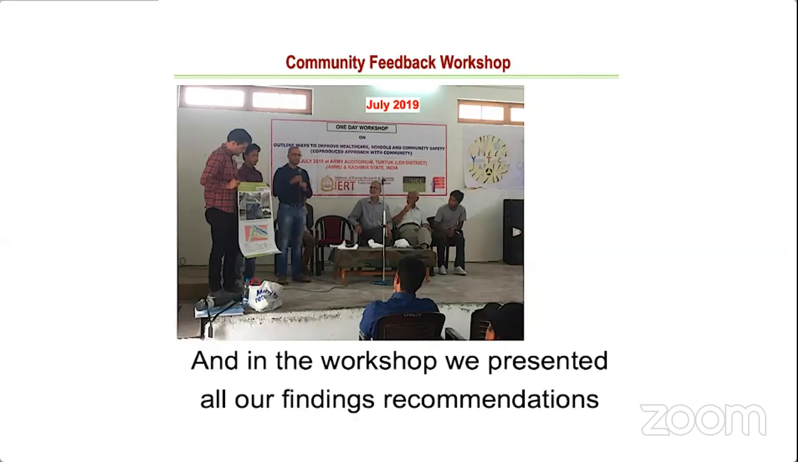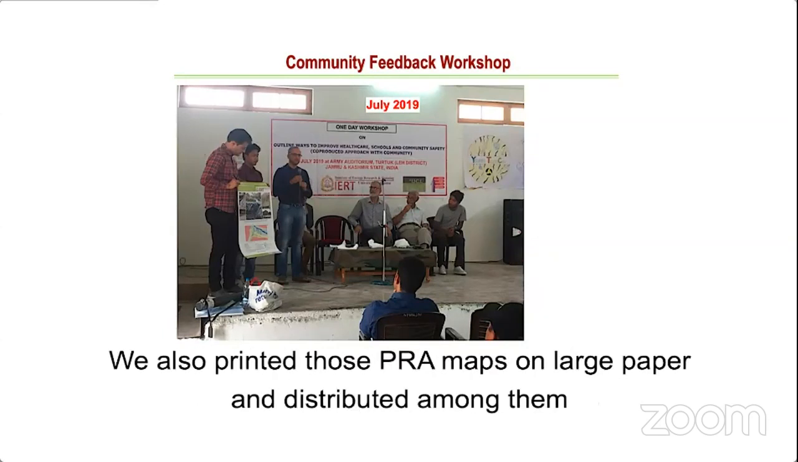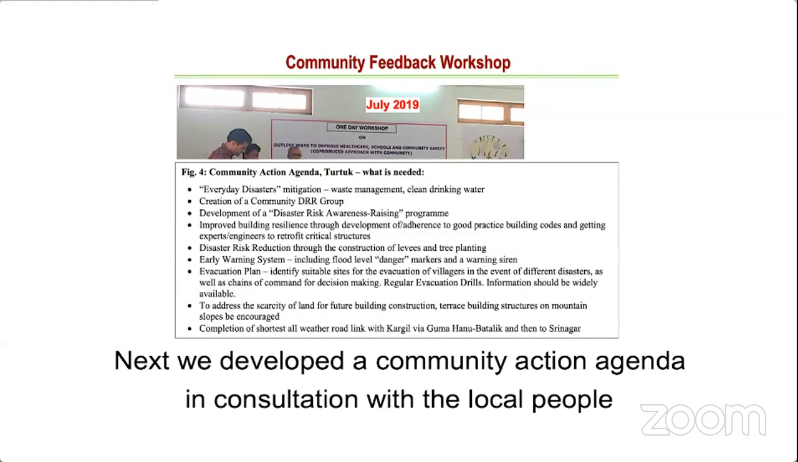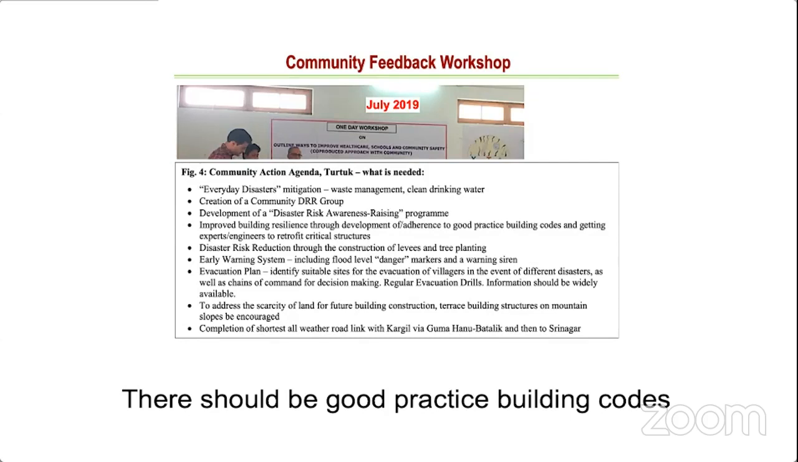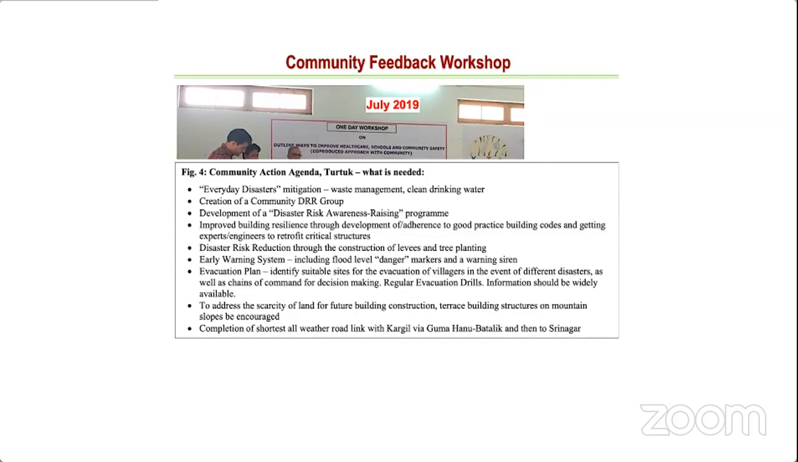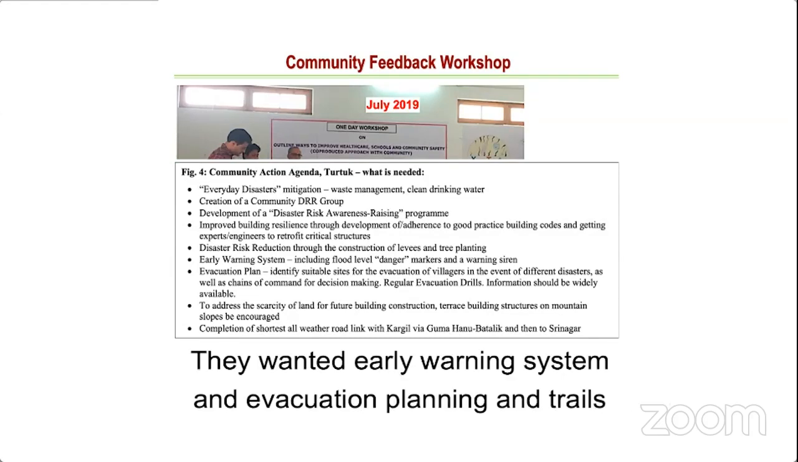And in the workshop, we presented all our findings and recommendations. We also printed those PRA maps on large papers and distributed them among the participants. Next, we developed a community action agenda in consultation with the local people. They mentioned creating a community DRR group to develop a disaster risk awareness program. There should be good practice building codes. They wanted an early warning system and evacuation planning and drills.